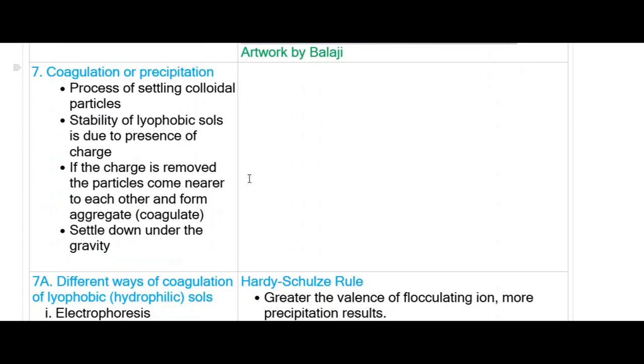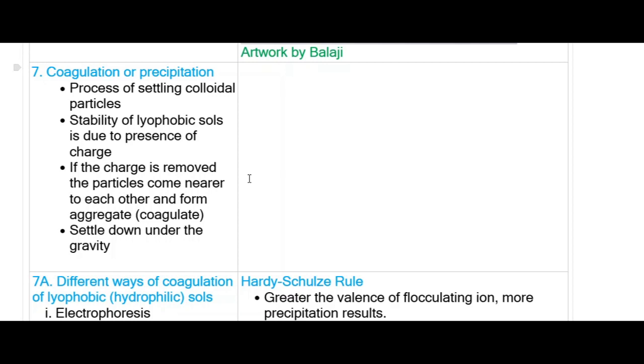Coagulation or precipitation. The process of settling of colloidal particles is called coagulation. The settling tendency is called coagulation, and it can also be called precipitation. It means what? From the colloidal state it becomes a precipitate, a bigger one, a suspension, by merging, by coalescence, we said, is it not?